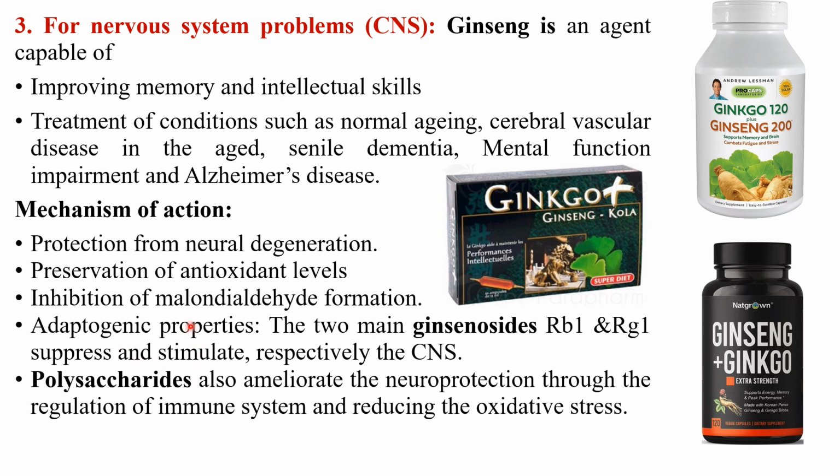stimulates the CNS respectively. That means RB1 suppresses some parameters in the central nervous system to restore its normal function, and RG1 stimulates the other inhibited parameters, so it makes a reset for the central nervous system. Polysaccharides as well ameliorate the neuroprotection through regulation of the immune system and reducing the oxidative stress.